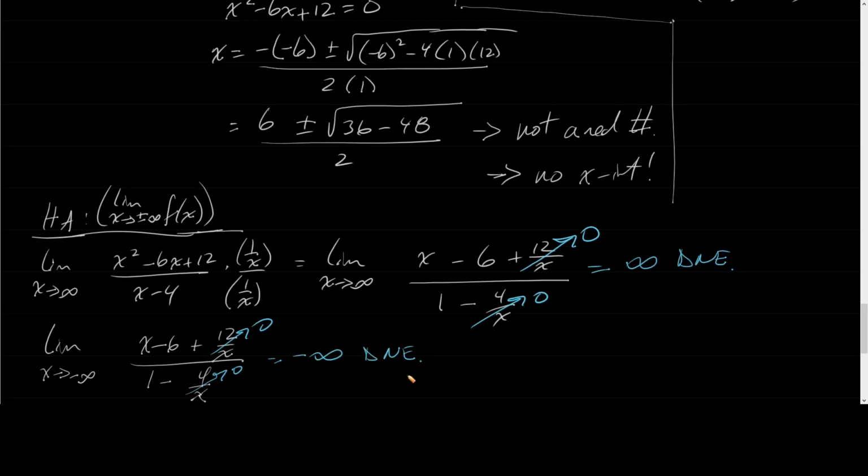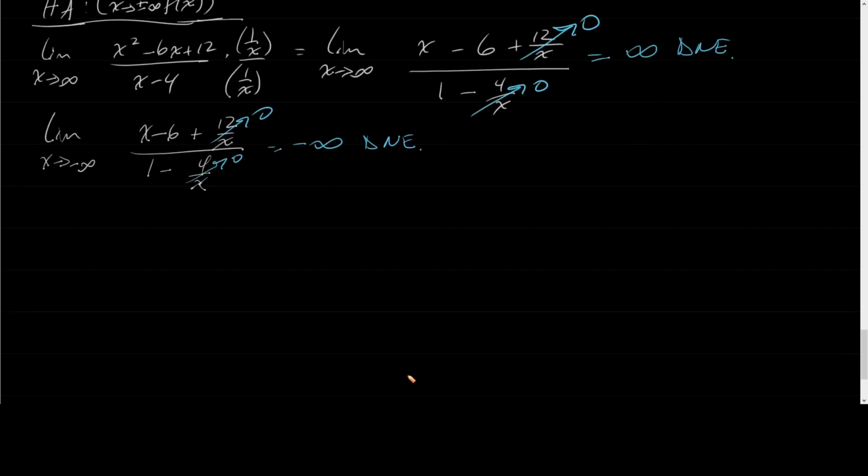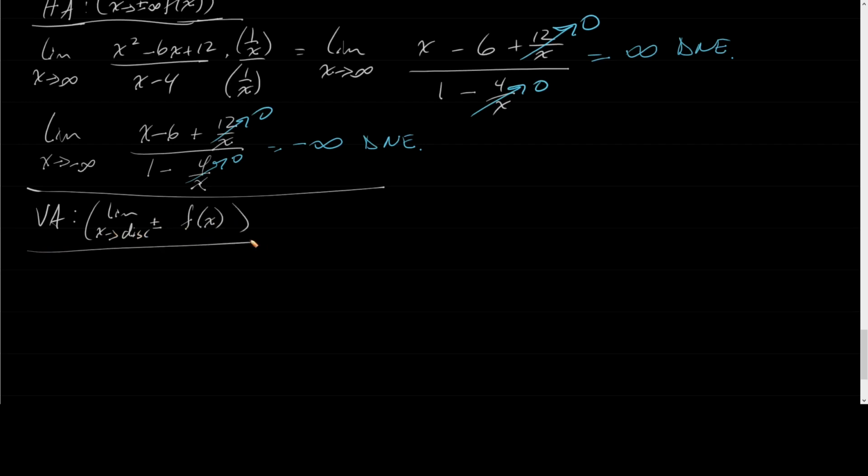So what that tells us is that we have no horizontal asymptotes. Okay, what about vertical asymptotes? So let's see, vertical asymptotes. Remember that they were the limit as x approaches our discontinuities from either side, from the right or from the left of our functions. All right, so let's see what that means for this scenario.